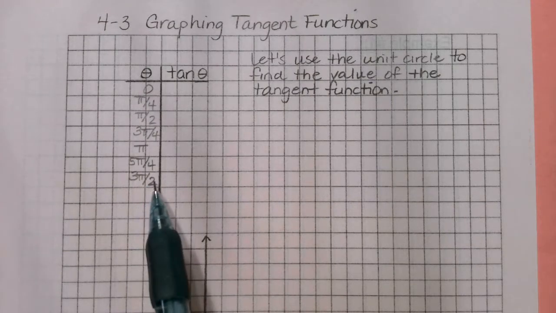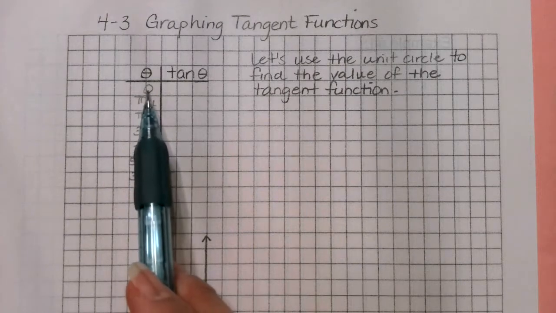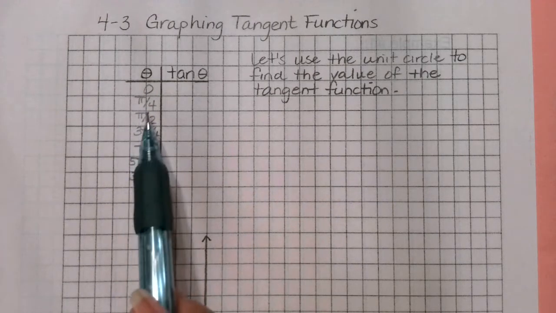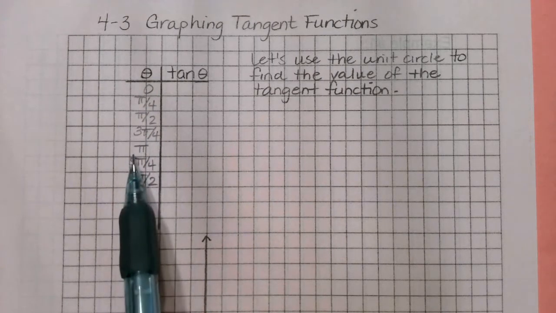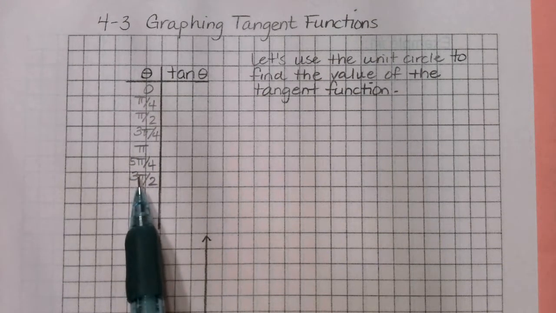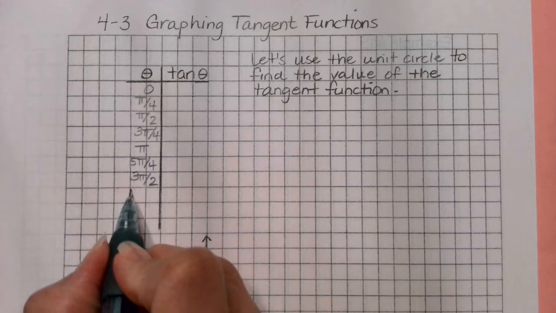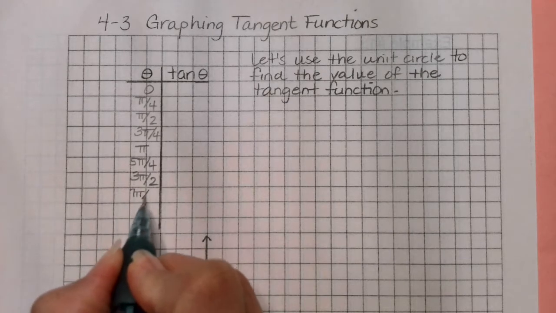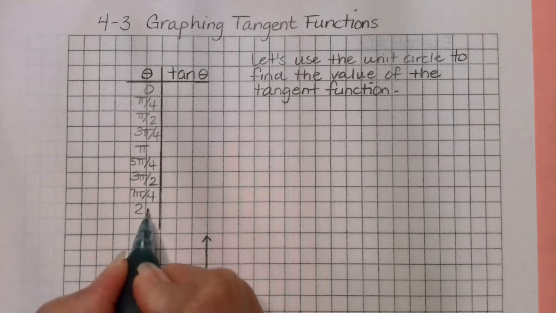I am using increments of pi over 4. So if you notice, we're going 1/4, 2/4, it reduces to a half, 3/4, 4/4, reduces to pi, 5/4, 6/4, 7/4, let me keep going here, and 8/4, which is 2 pi.